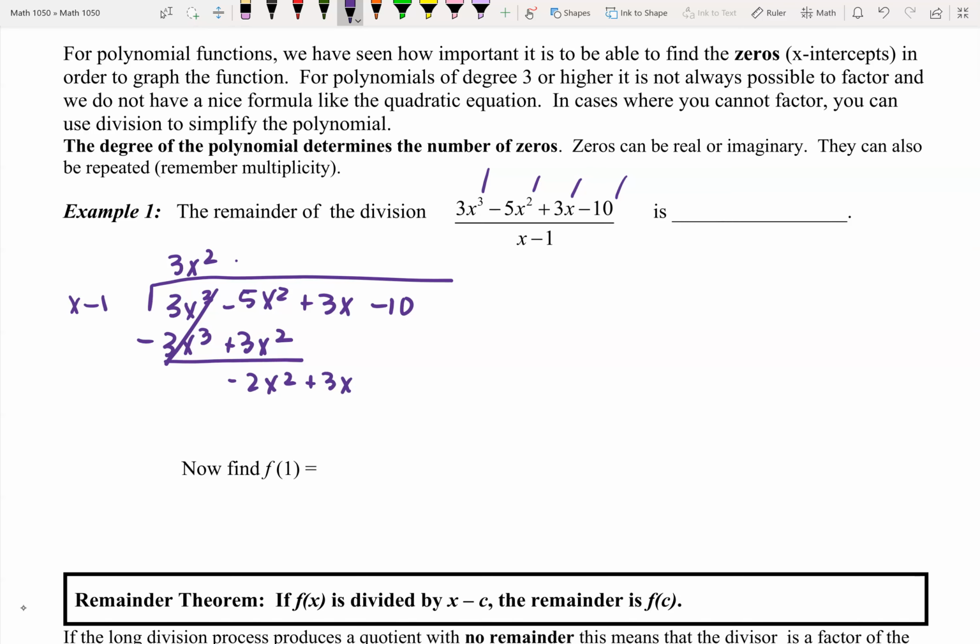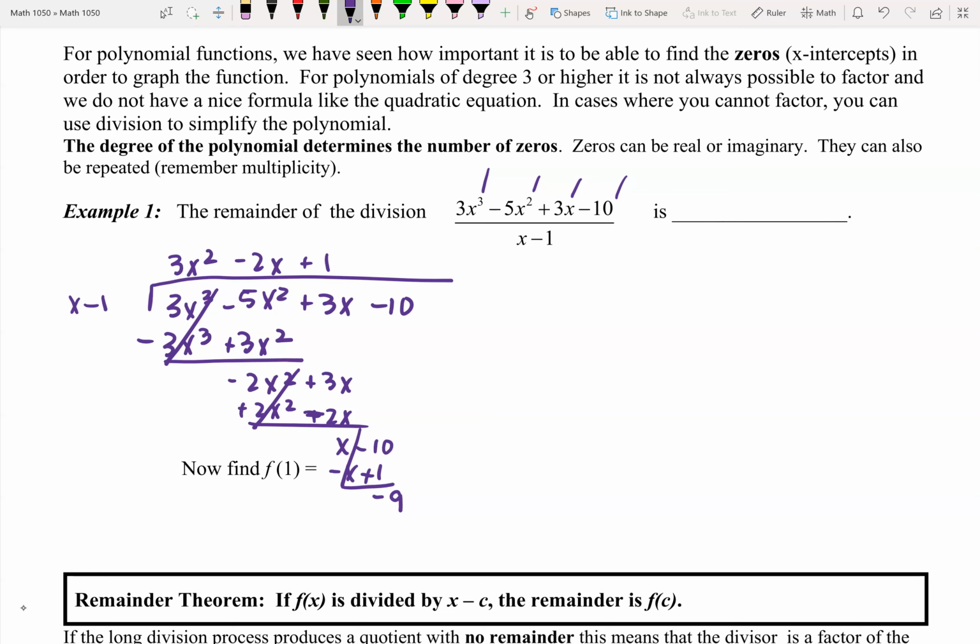So what do I multiply by x to get negative 2x squared? That's a negative 2x. Distribute, I get a negative 2x to the second plus 2x. Change my signs. Those cancel. 3x minus 2x is 1x, bring down the 10. What do I multiply by x to get x? That would be a plus 1. Distribute, x minus 1. Change my signs. Those cancel, negative 9.